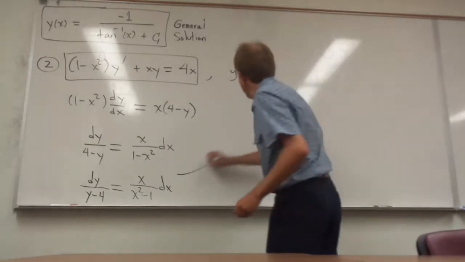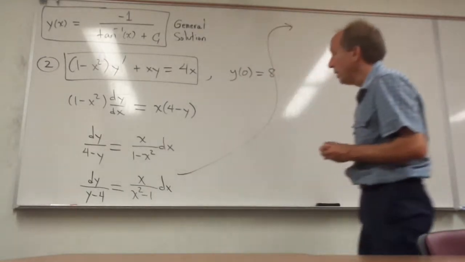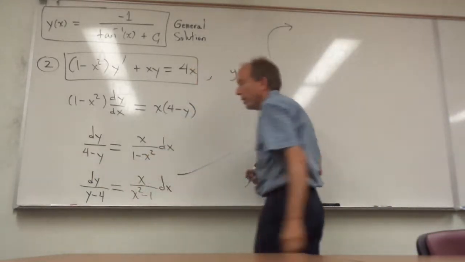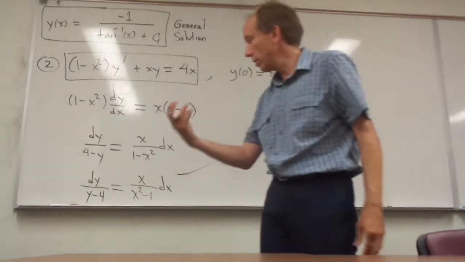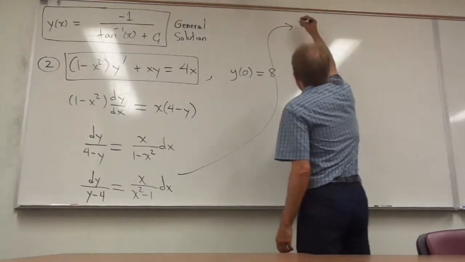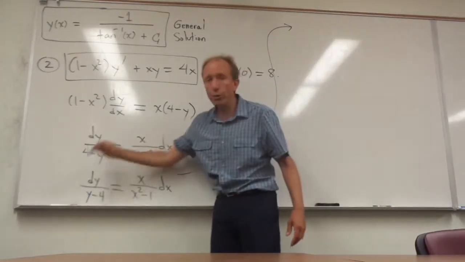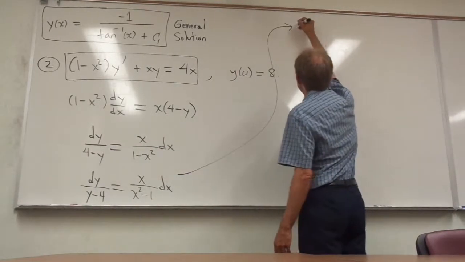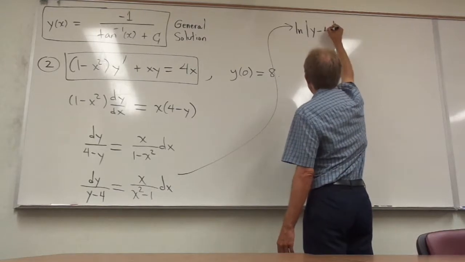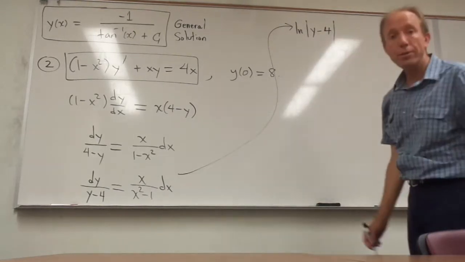Okay, so now let me come up here and integrate both sides. The integral of 1 over y minus 4, if you just use a little u substitution, you can let u equal y minus 4, and then the integral of 1 over u is just the ln of u. So this will be the ln, and it should be absolute value of u. So the absolute value of y minus 4 on the left side.